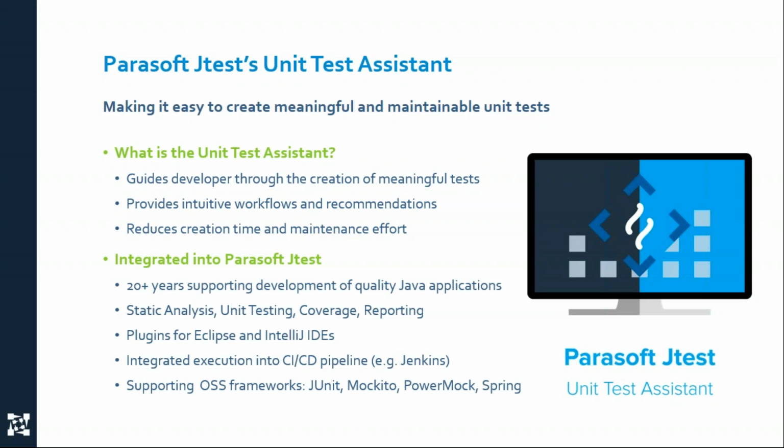Parasoft JTest is a tool for Java developers to ensure that they're delivering quality, and quality means both reliability, scalability, and security. Security comes into play with our static code analysis, where we've got deep analysis that goes beyond what you would get with open source or free technologies. Unit testing and coverage, which is part of what Unit Test Assistant provides, as well as advanced reporting, both out of JTest itself, as well as in our reporting and analytics dashboard, DTP.